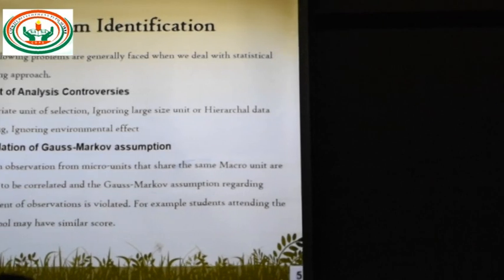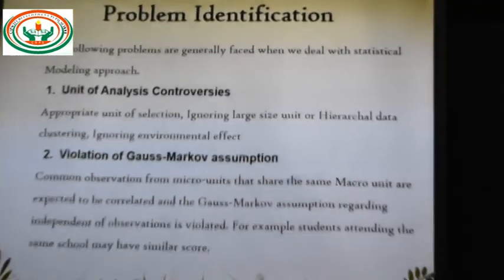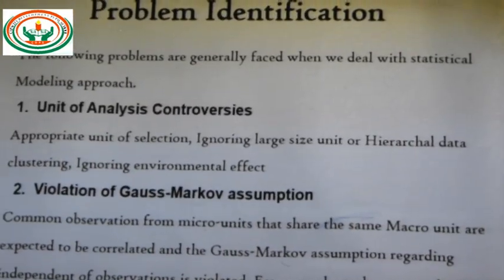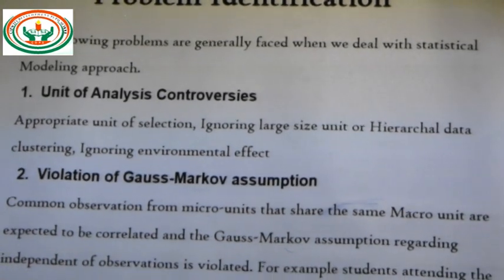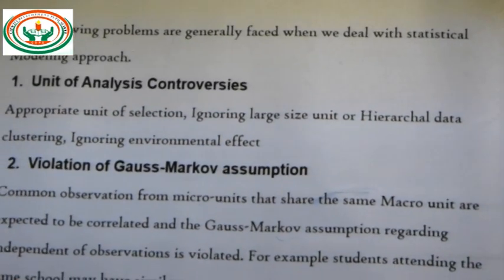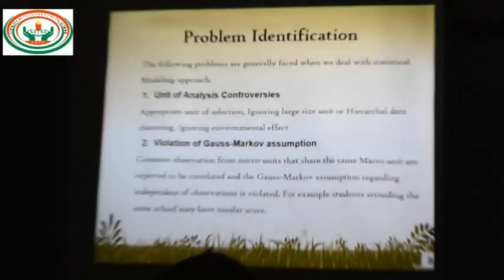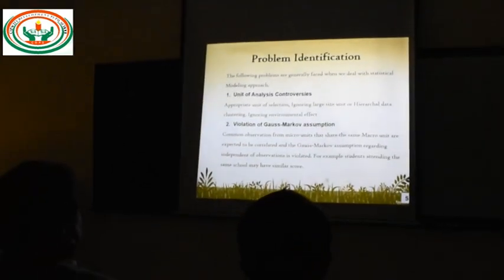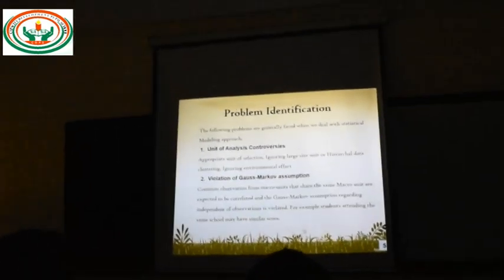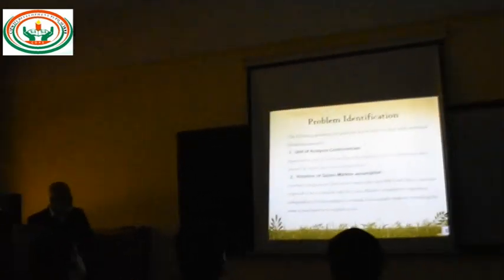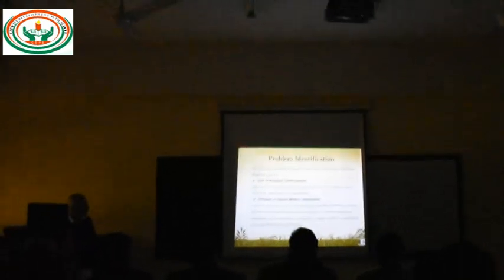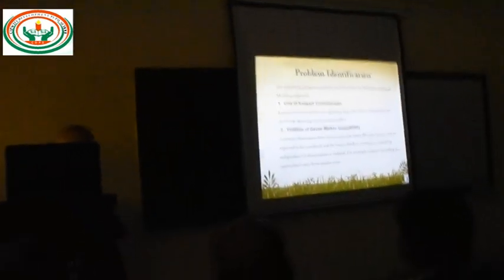The problem of identification: what problems are we facing? We have the unit of analysis. We may take a small unit or a large unit, a member may be taken as a unit. So this is a controversy we quite often come across. A problem of unit selection is ignoring large size units of the hierarchical structure, ignoring environmental effects.